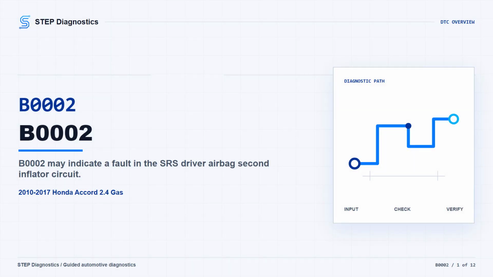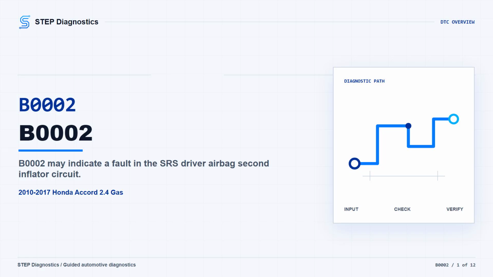On this 2010 to 2017 Honda Accord with the 2.4 gas engine, B0002 points us into the SRS unit's driver airbag second inflator circuit. In plain terms, the vehicle may be seeing a problem in that part of the airbag circuit. The SRS warning may be on, and the system may limit airbag operation while the fault is present.